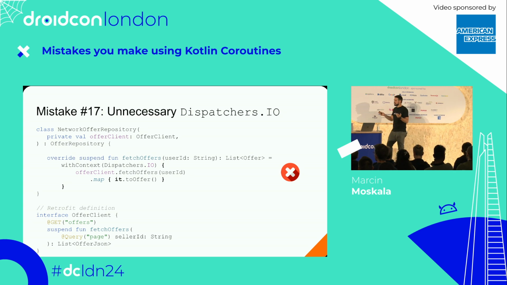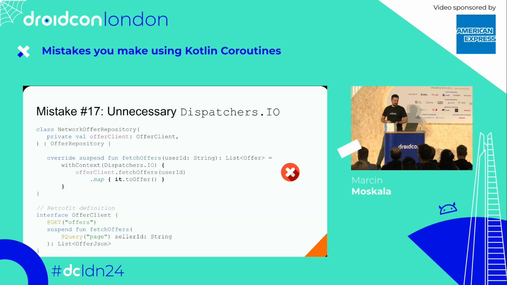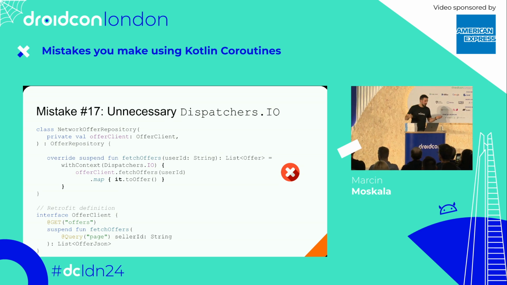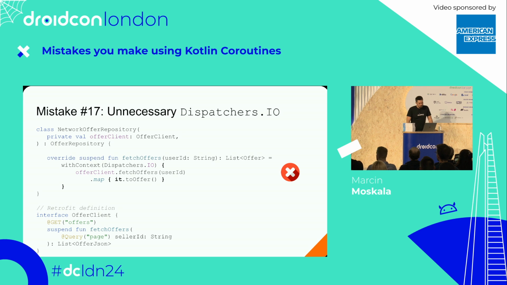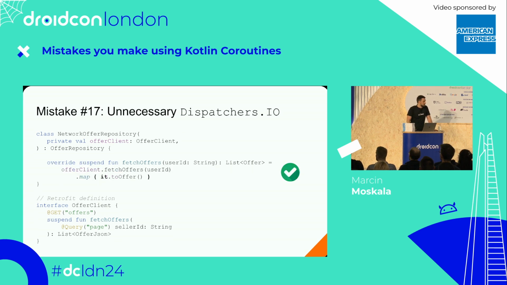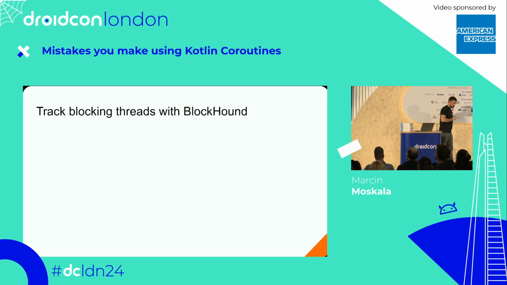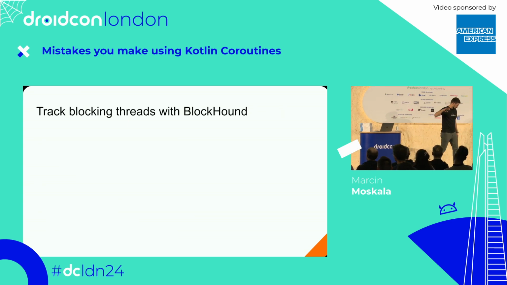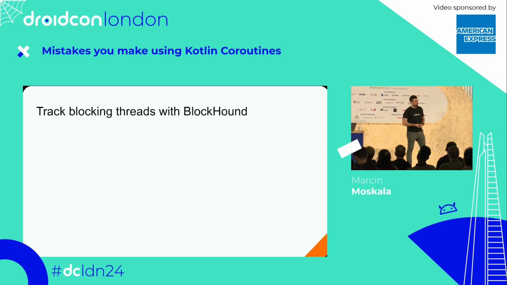But if you are using Room or Retrofit or any other big library like Ktor client, you can use a suspend function directly. You don't need to wrap it with Dispatchers.IO. Those libraries are using callback APIs. They don't block threads. Or if they do, they wrap themselves with appropriate dispatchers, so you don't need to do that, okay?